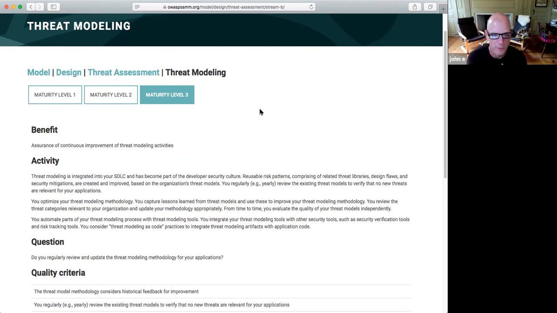You optimize your threat modeling methodology, capture lessons learned. So that's part of the show stack model of did we do well when we did it? Did it go well? You capture lessons learned from it and use those to improve your methodology. You review the threat categories relevant to your org and update your methodology appropriately. Okay, we're going to shift to human medicine. So now we've got to change things quite a bit as a result in our threat models. From time to time, you evaluate the quality of your threat models independently.